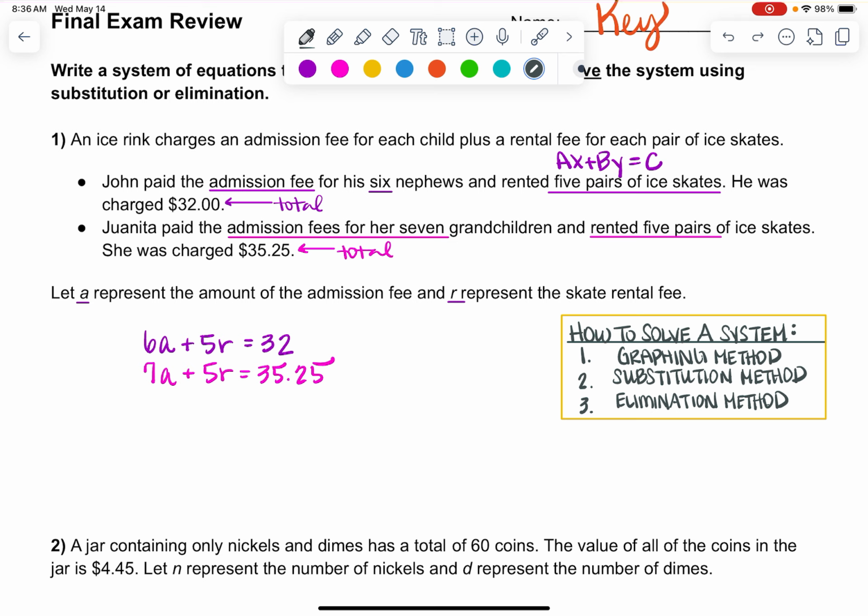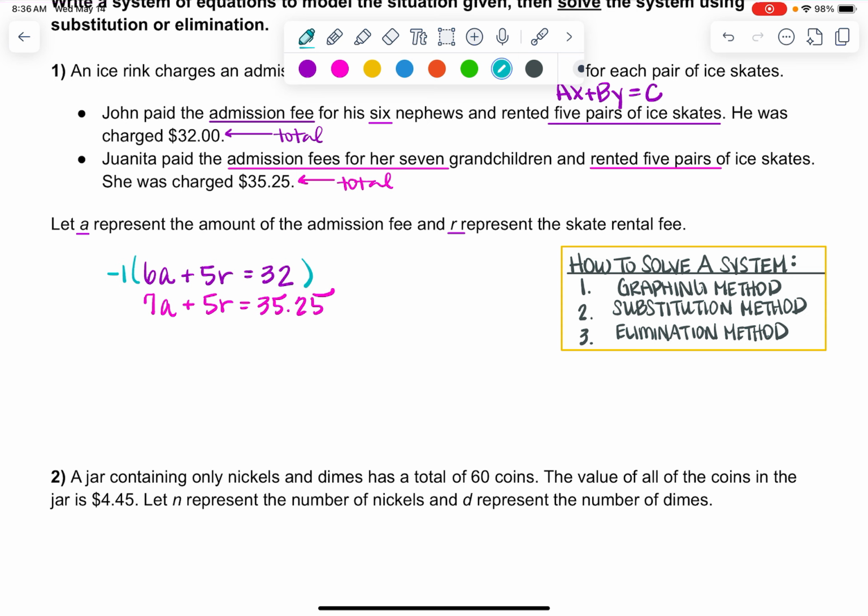they're both 5s. So I know that if I were to just multiply the top equation by -1, and you have to go all the way through and multiply everybody, you can't just change one term. So that's going to give us -6A minus 5R equals -32. So I've rewritten that equation. It's still the same line. We haven't changed the linear equation by multiplying by -1.